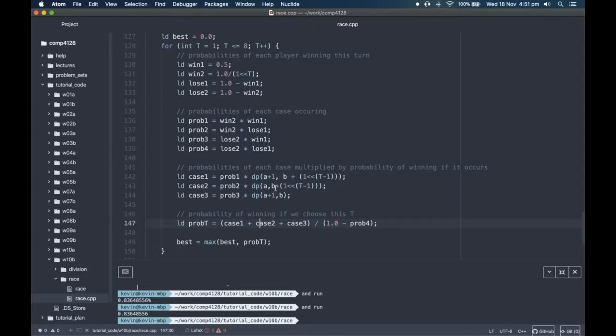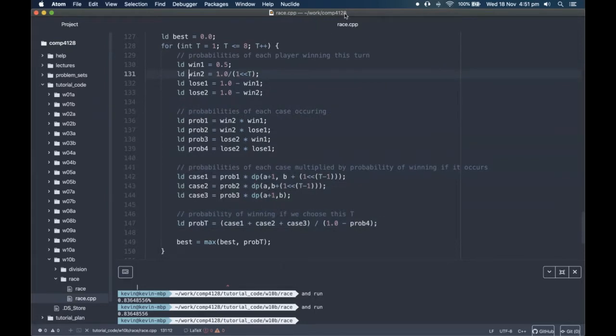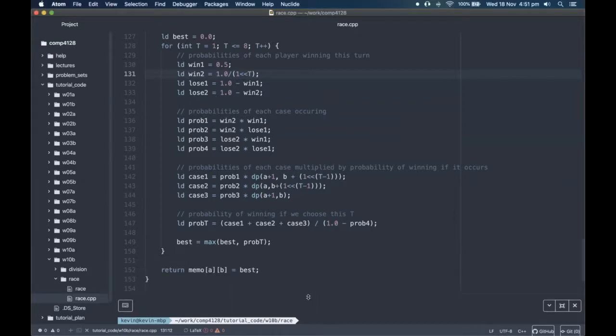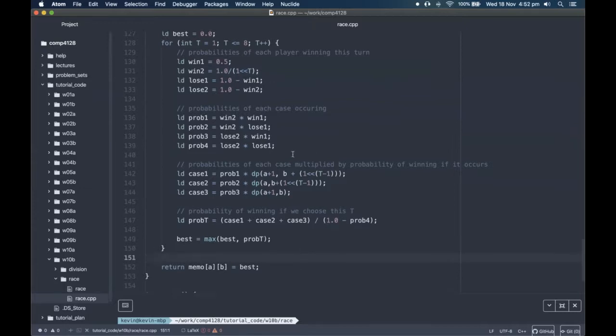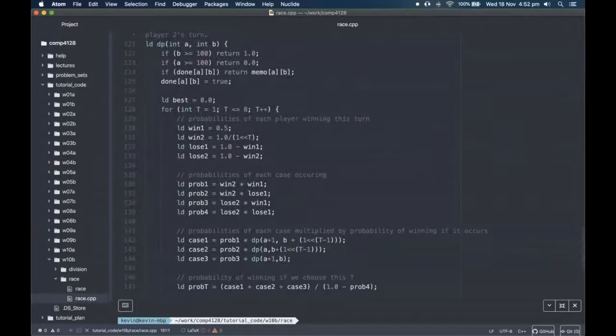So if you ever come to a situation where you need to translate a math equation into code, make sure you break it into a lot of different chunks for each of the terms, and then put it together like that, so that it becomes very nice and readable. Okay, so that's it for this DP solution and this question in general. Hopefully you've learned a little bit about game theory and probability from this.